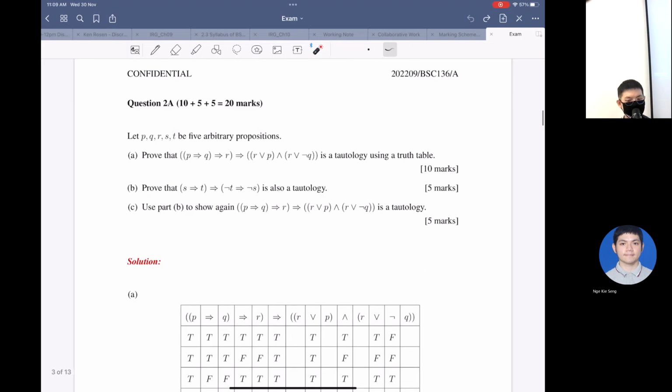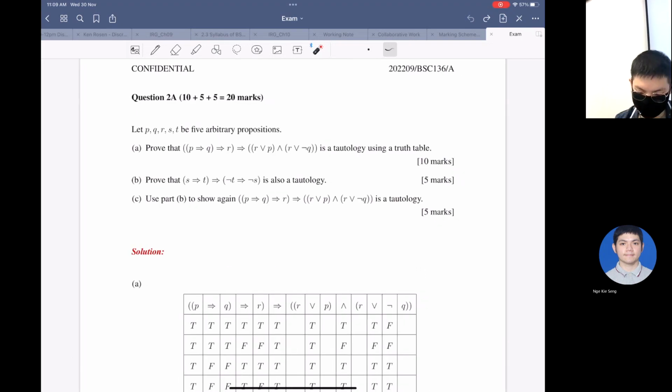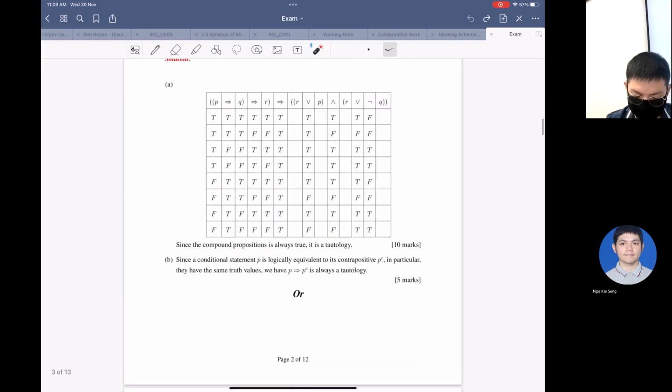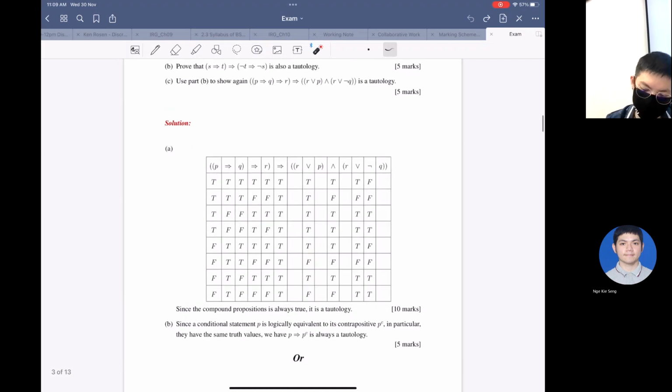Okay, so next, 2A. 2A is just testing the truth table, whether you can use a truth table or not. I think most of you can do it. Some of you did only half of it because there are 3 variables here, so you need to do 8 rows instead of 4. B has a few ways to prove. If you want to use a truth table, also can. If you want to use algebra, also can. If you want to use contrapositive, also can. A few ways to prove this.